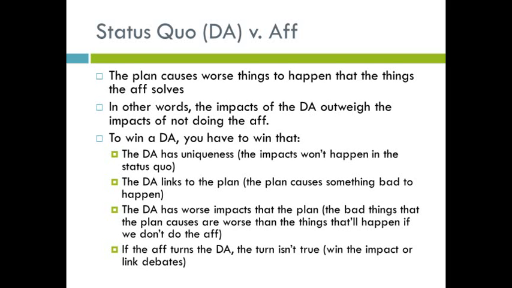And finally, if the AF turns the DA, the turn isn't true, right? So you have to win the impact or the link debates, right? So, for example, if the AF solves hegemony and the impact to the DA is hegemony, you have to prove that the AF destroys hegemony, not that it solves it.